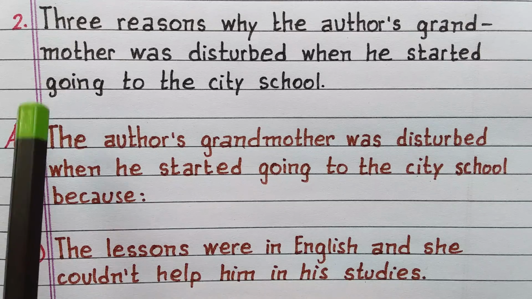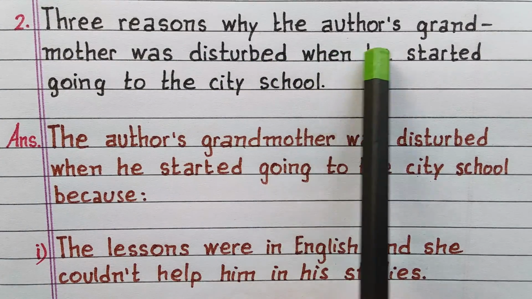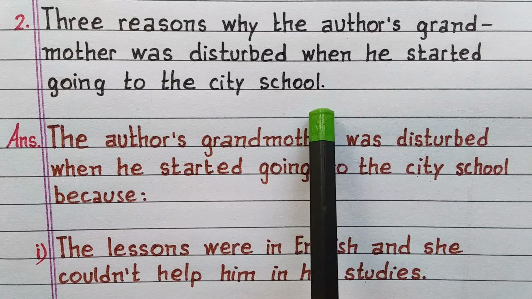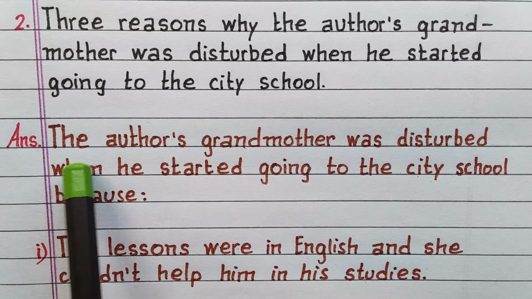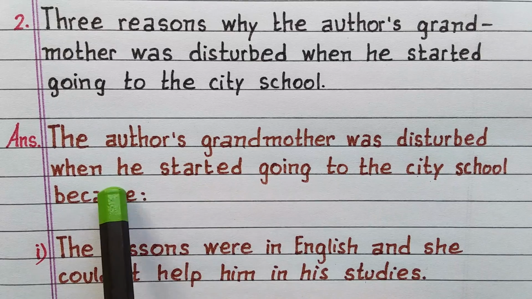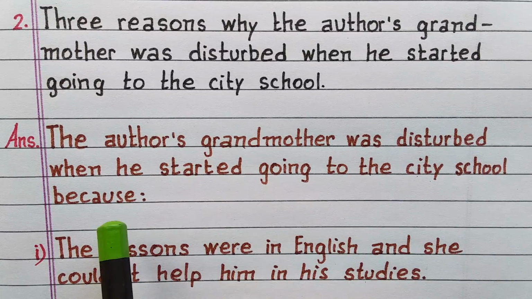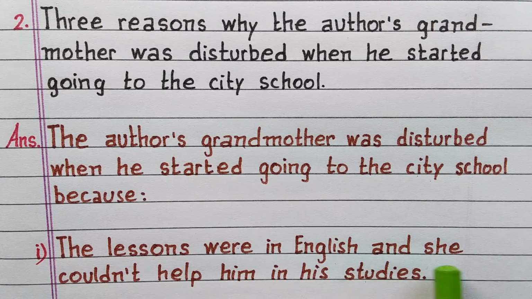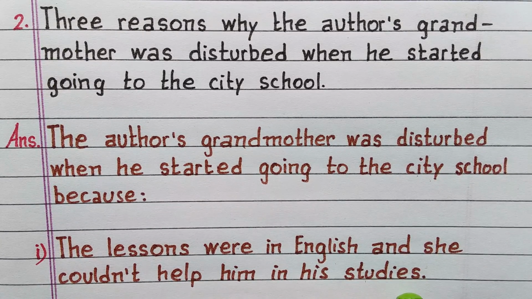Question number 2. Mention 3 reasons why the author's grandmother was disturbed when he started going to the city school. Answer. The author's grandmother was disturbed when he started going to the city school because number 1. The lessons were in English and she could not help him in his studies.